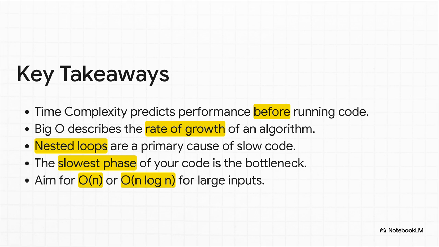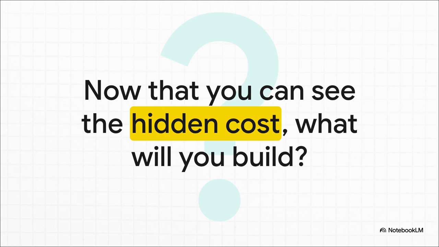So let's just lock in these major ideas. This is your final checklist. Time complexity is your prediction tool. Big O is the language you use to describe it. Nested loops are your absolute number one enemy. Always look for the slowest part of your code, that's your bottleneck. And for pretty much any problem with a large input, your target should be O of n or O of n log n. And that's our explainer on time complexity.